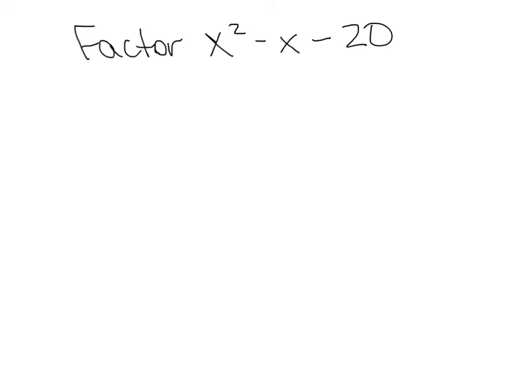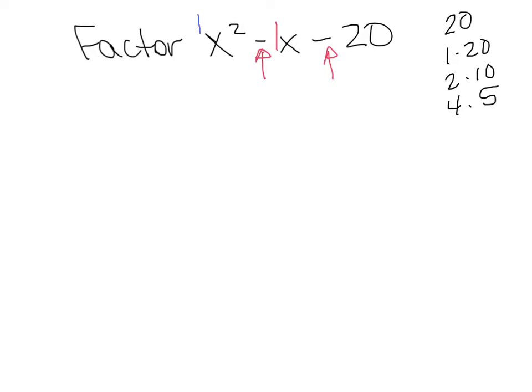Okay, your next example, I want you to notice the signs again of the terms. I've got a negative here, I've got a negative here. So let's think about our factors of 20. 1 times 20, 2 times 10, 4 times 5. Is there some combination of those factors that, when I add or subtract them, would give me the coefficient of the middle term, which here is a negative 1?